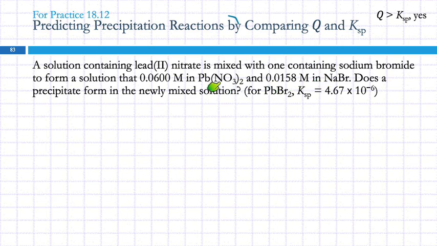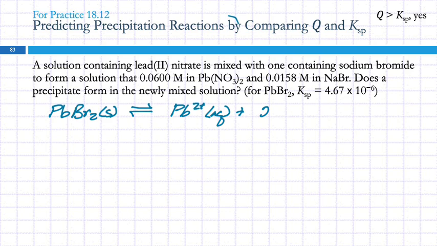But would sodium and nitrate precipitate? No. Sodium compounds are very soluble. Nitrate compounds, very soluble. This is going to be no precipitate from those. So it's got to be the other ones. So we're looking at PbBr2. And we're always going to write this for dissolving. So this is going to be lead 2 plus and 2 bromide.